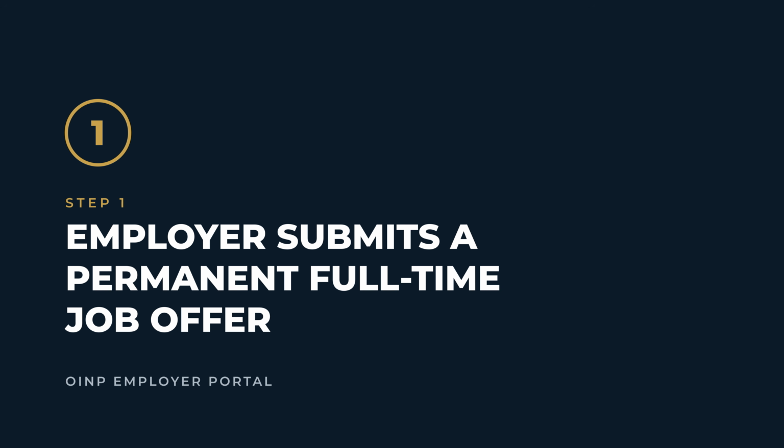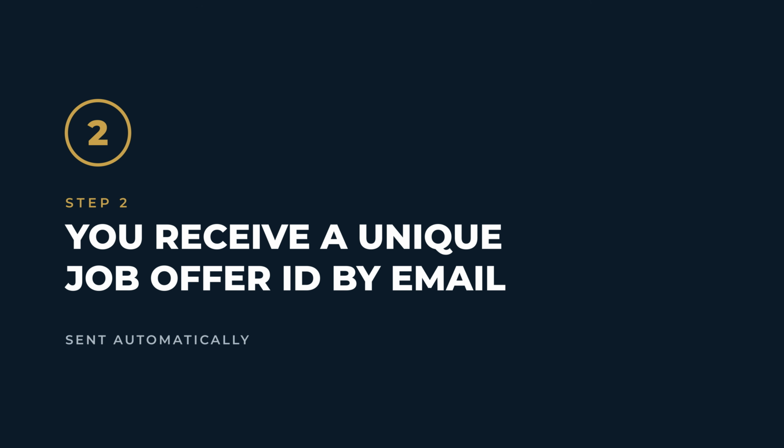First of all, you need to understand how this process begins. It starts with your employer, and there are 3 key steps. Step 1, your employer creates their profile in the OINP employer portal. From this portal, your employer submits a permanent full-time job offer for you. Step 2, after submitting the job offer, a unique job offer ID is generated for you. And you, the applicant, will automatically receive it by email from Ontario.